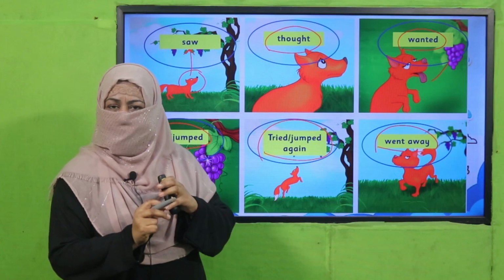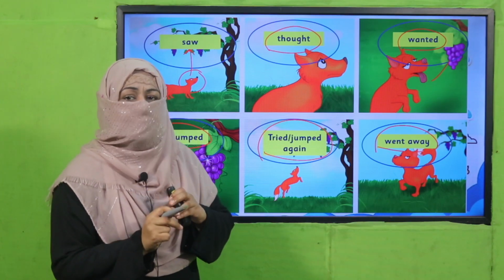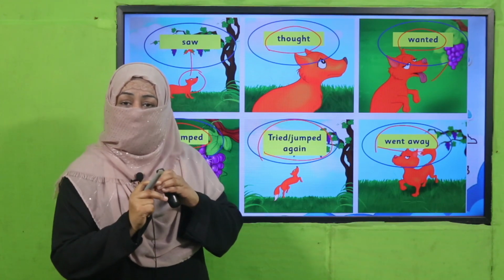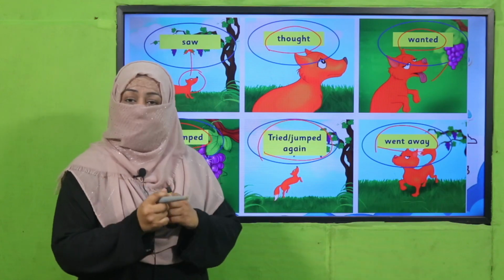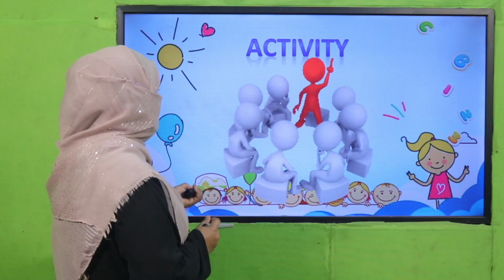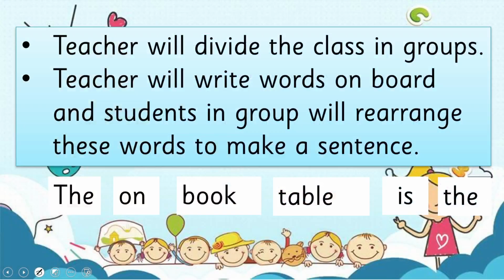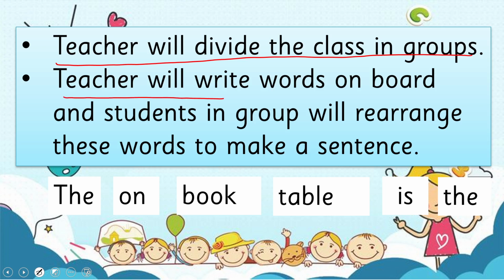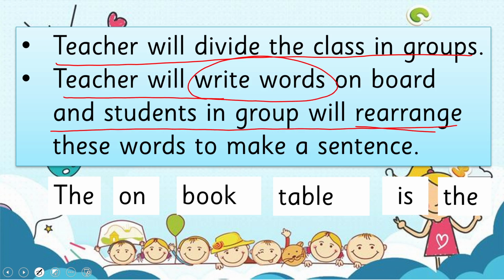Now we recalled about naming words, we recalled about action verbs, and what is the next step? We join them together to make sentences. So what is a sentence? Teacher will divide the class in groups and write words on the board, and students in groups will rearrange these words to make a sentence.